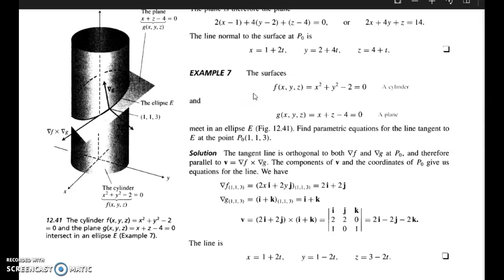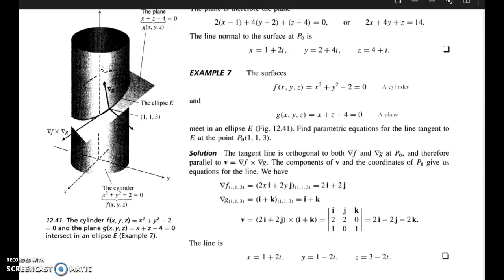Next example. This is another type of problem. Given two surfaces, they meet at an ellipse. Find the parametric equation for the line tangent to the ellipse E.